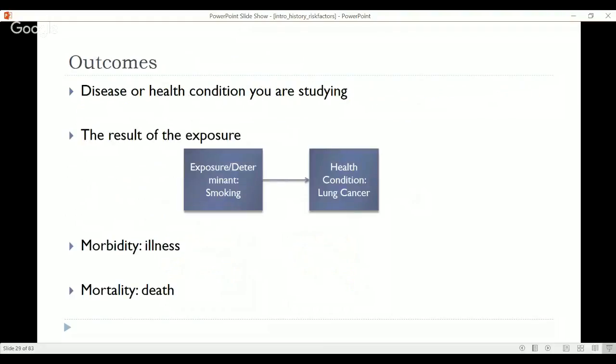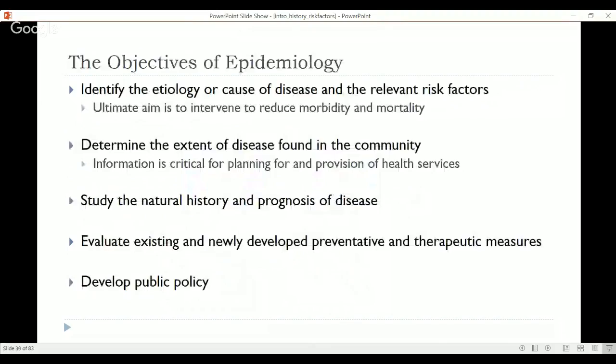All right, so outcomes. Outcomes are just the diseases or health conditions that you're studying. So it's the result of your exposure or your determinant. So in that same example, the health condition is lung cancer. You're talking about smoking as the exposure or determinant, and the health condition is lung cancer. When we say morbidity, we're just talking about illness. Obviously, with mortality, we're talking about death.